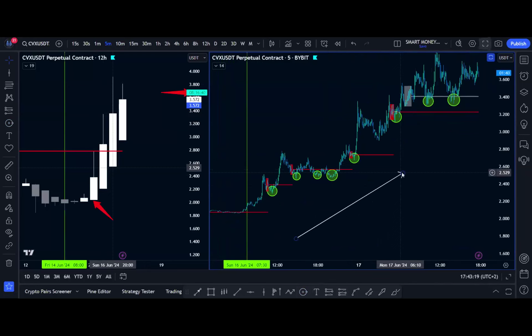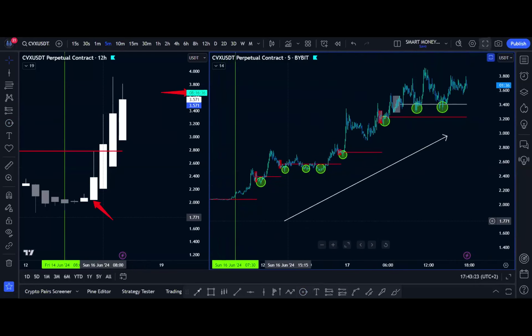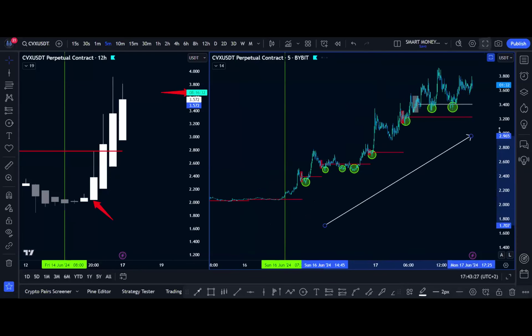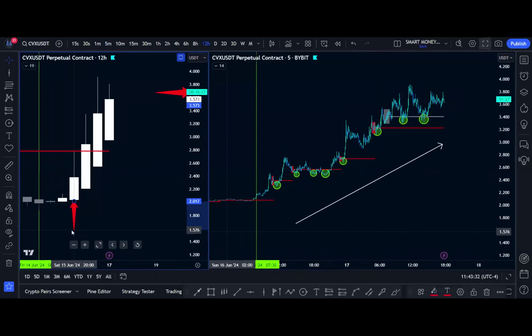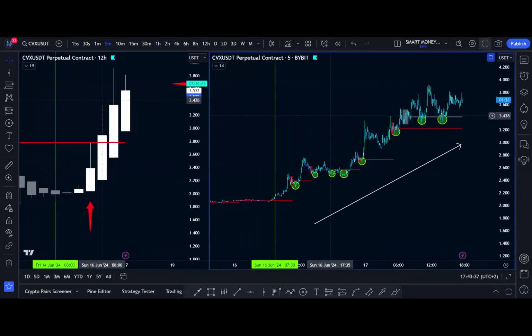But the most important part, the entries would have been meaningless if we didn't know what direction the market was moving in. So we knew with certainty that the direction is moving up. You can see clearly with these Heikin-Ashi candles. So it gives us a lot of confidence in this trade.